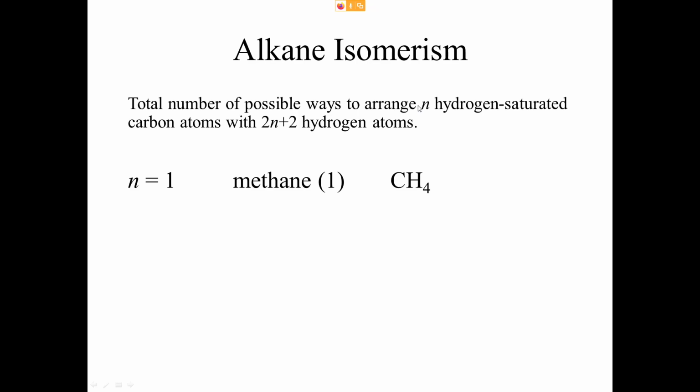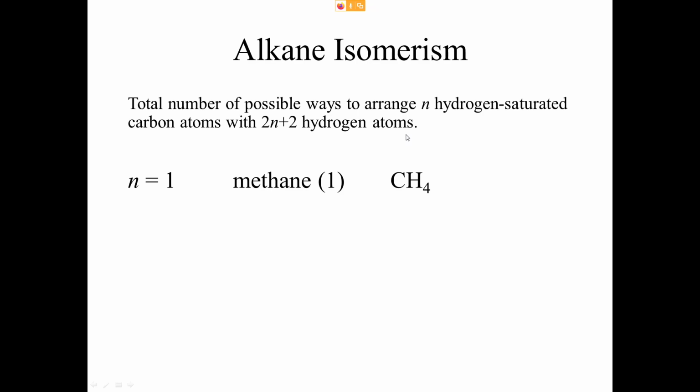Okay? So if n is... I have a question. Sorry, you had a question? Go ahead. Yes. What do we substitute for N? N is the number of carbons. Right? N is the number of carbon atoms. Then this formula, twice that number plus 2, gives you the number of hydrogen atoms.